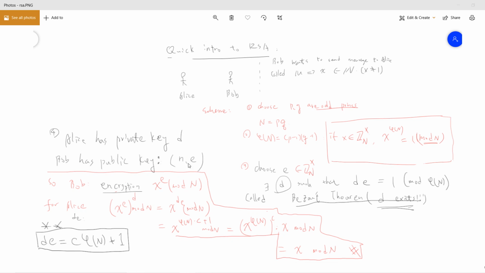By the way, this is capital N. So it's very difficult to factor N into pq, and therefore it's very difficult to compute the so-called Euler phi function. And yeah, this is the process of RSA.